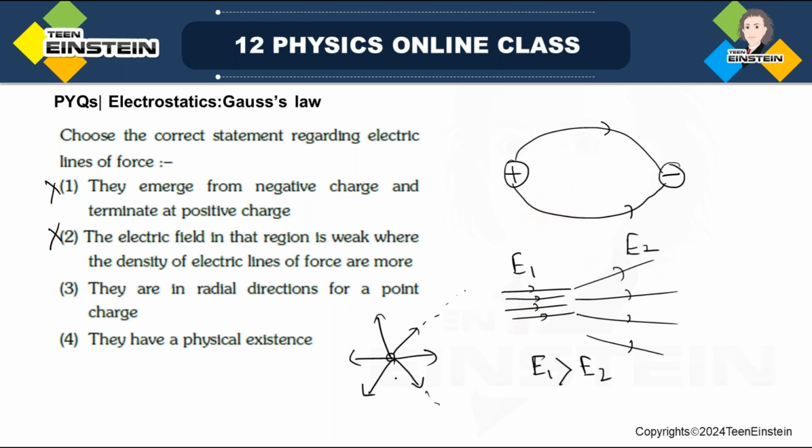This is due to a point charge. Okay, so this is radial. Do field lines have a physical existence? No, they don't. Actually, Michael Faraday just imagined field lines to understand the field. So they don't have physical existence. In the definition itself, we know electric field lines are imaginary lines, isn't it?